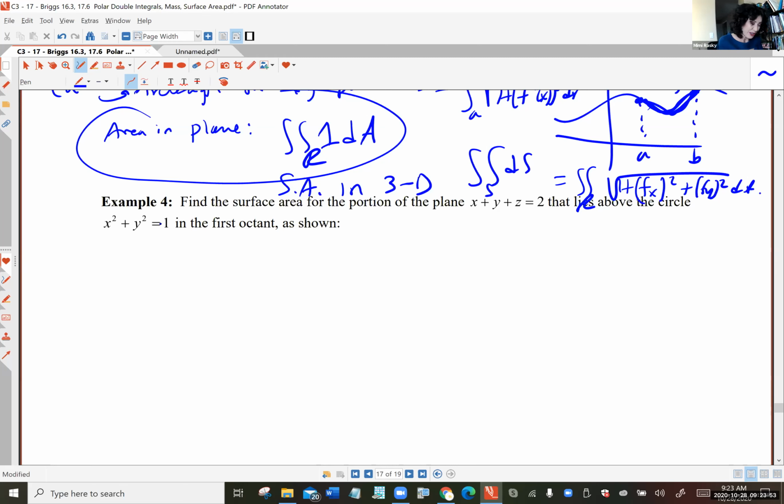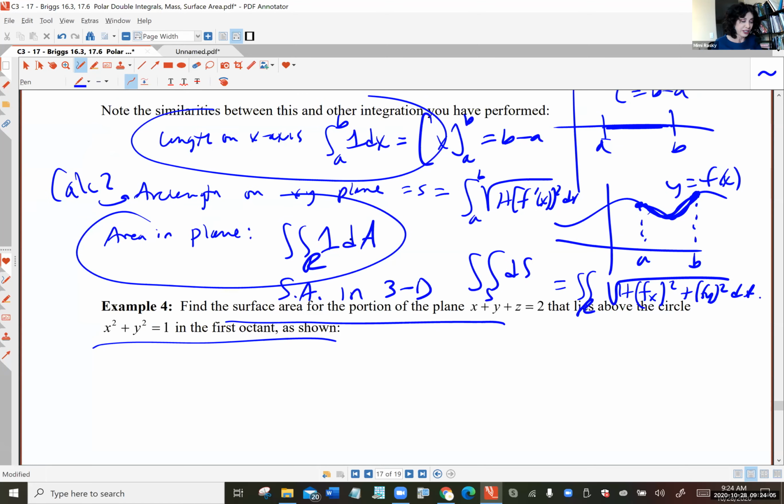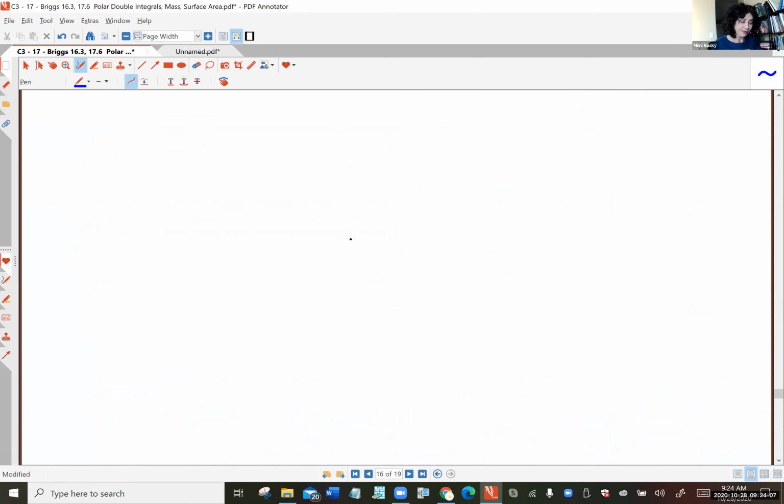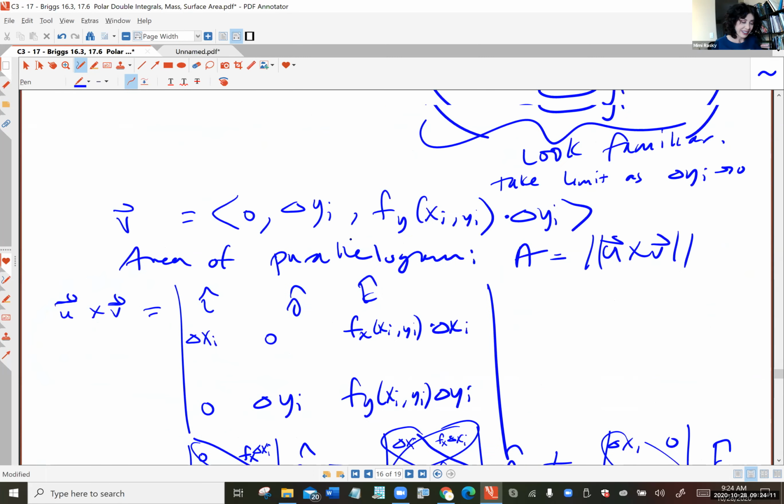All right, so let's do a surface area of a portion of a plane that lies above a circle. So I'm going to draw the picture of the surface area they want us to find, and then we're going to actually find it using this new surface area formula. Well, what's the surface area formula? I just showed it to you. Go back. I just did it.